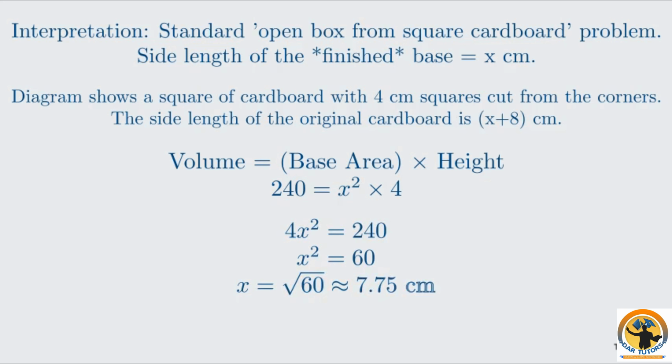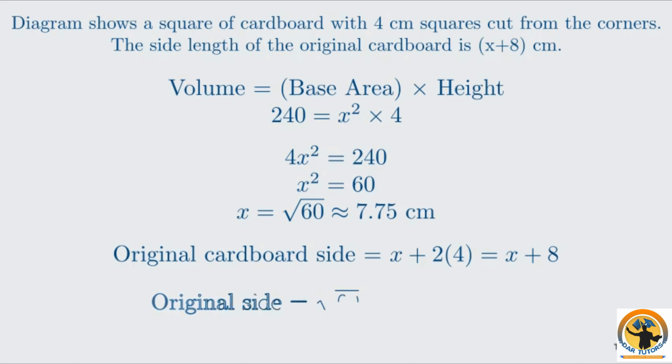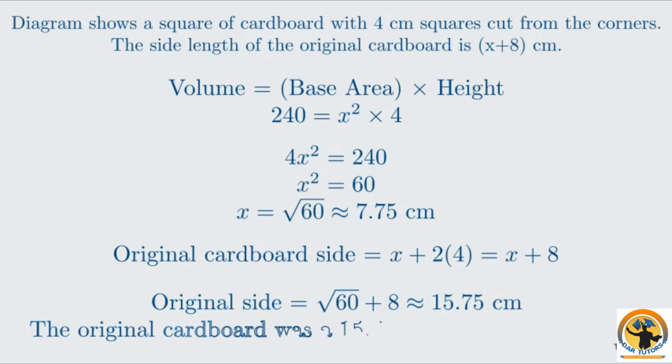We reject the negative root. The question asks for the dimensions of the original square piece of cardboard. Since x is the side length of the finished box, and 4 centimeter squares were cut from the corners, the original cardboard must have been x plus 2 times 4, which is x plus 8. So the original side length was the square root of 60 plus 8, which is approximately 15.75 centimeters. The cardboard was a square with sides of this length.